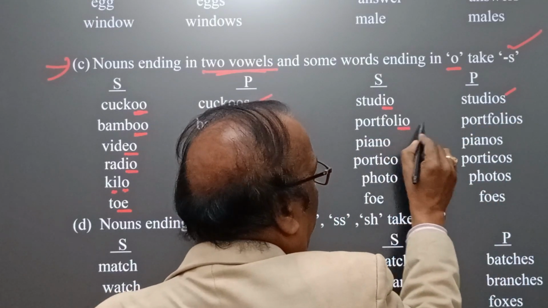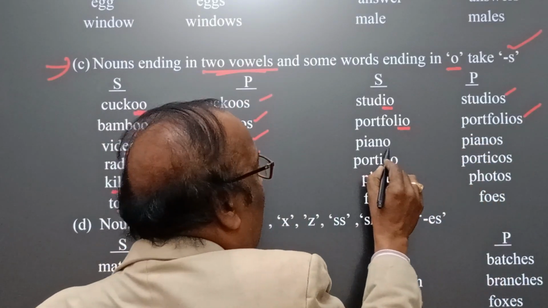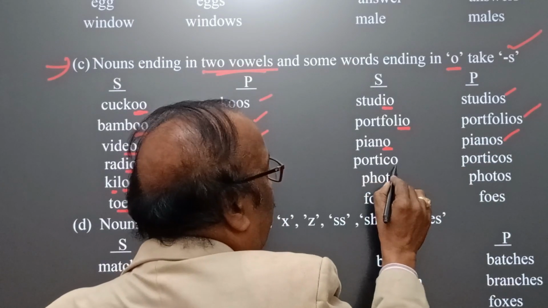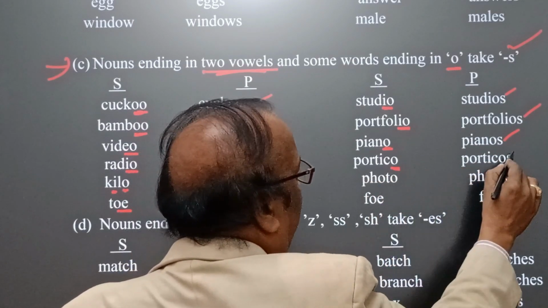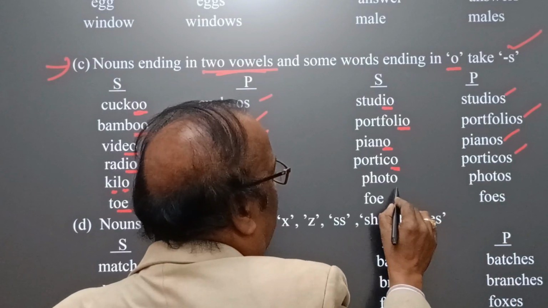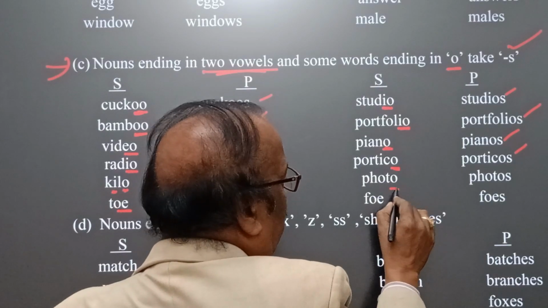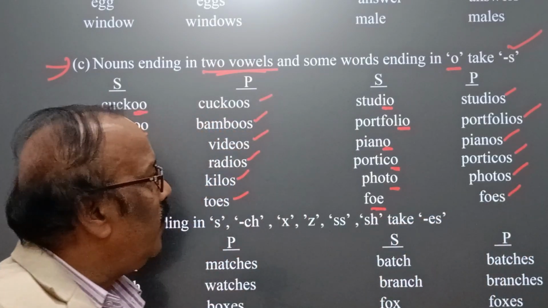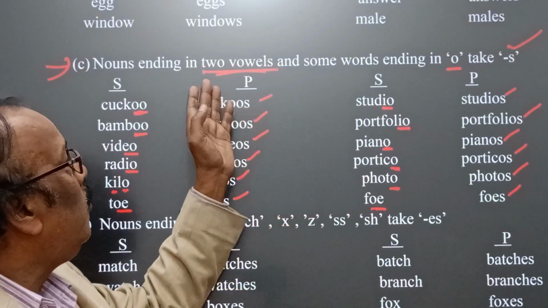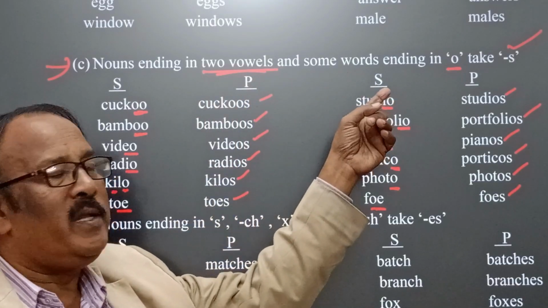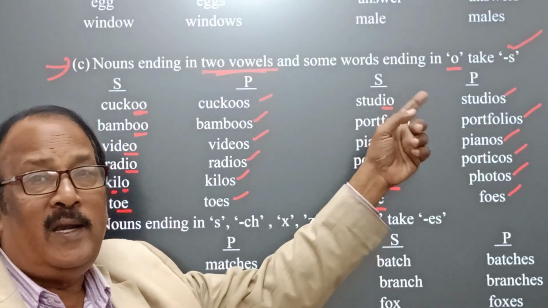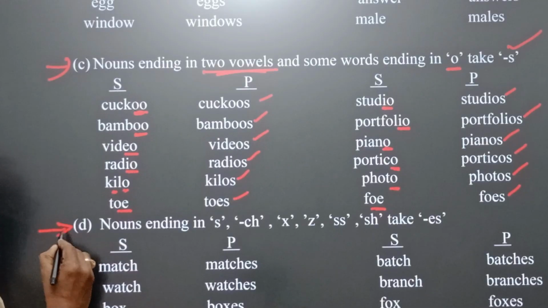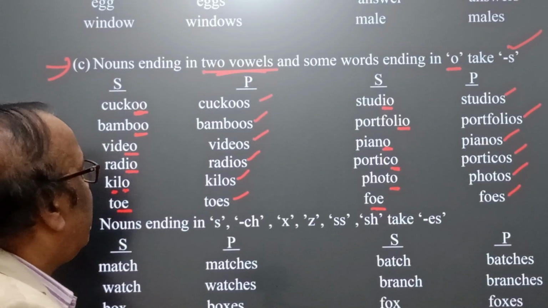Portfolio, portfolios; piano, o ending, pianos; photo, photos. Here we find the matter that two vowels or some words ending in o take s in plural. Here is another idea, nouns ending in s.